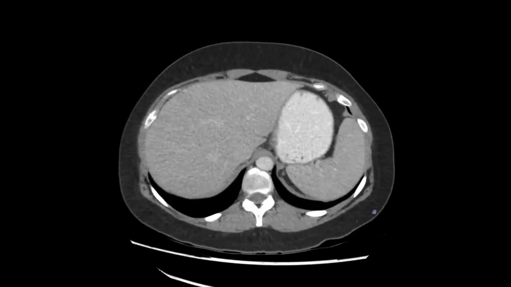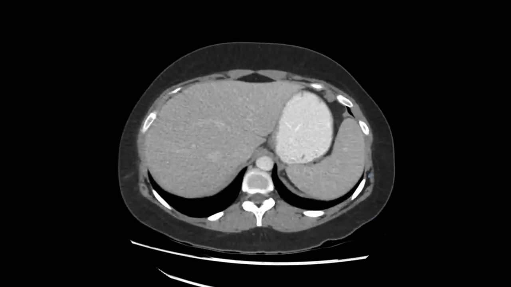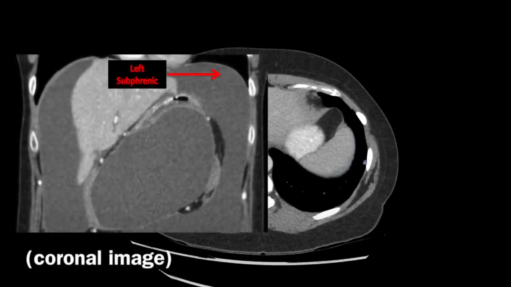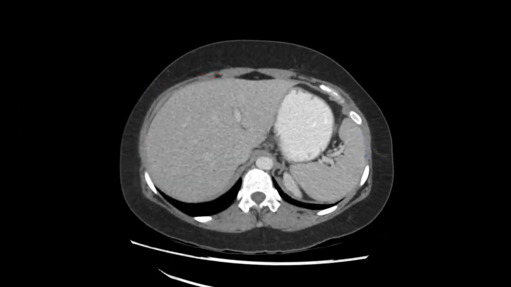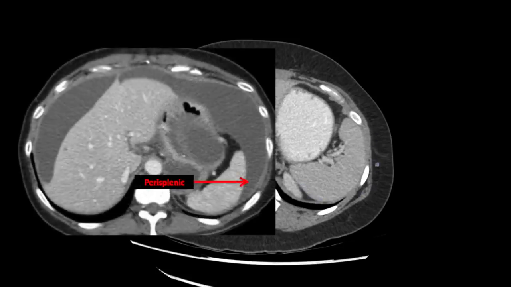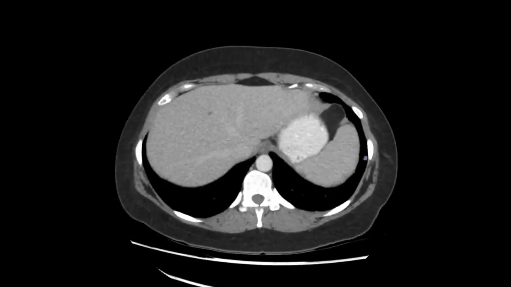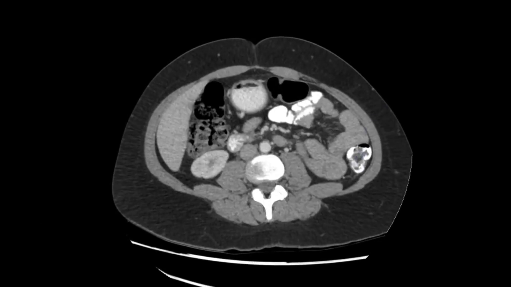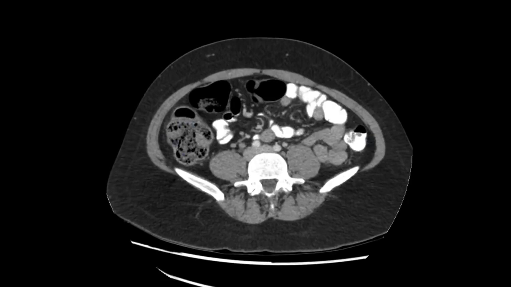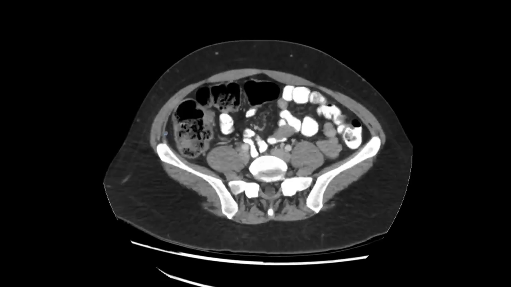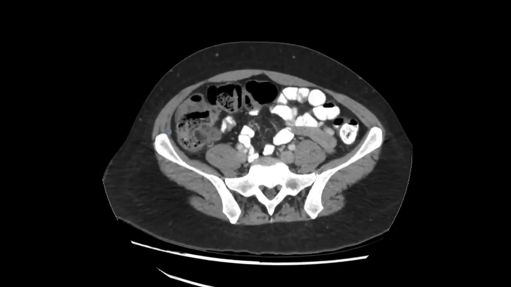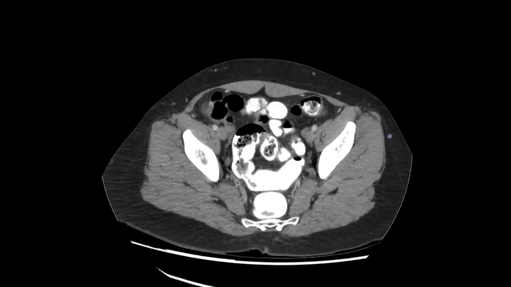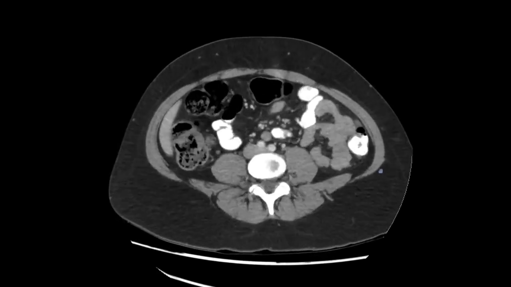In the left upper quadrant, we have the spleen here, and similar to the right, we have the left subphrenic space, again under the diaphragm, and the left perisplenic space around the spleen a little bit lower down. In the flanks, near the descending and ascending colons, we have the right paracolic gutter and the left paracolic gutter. This is another location where you may see peritoneal metastases or free fluid.